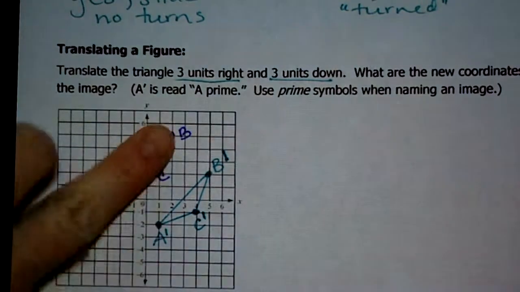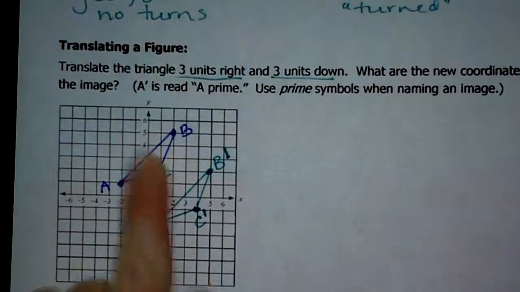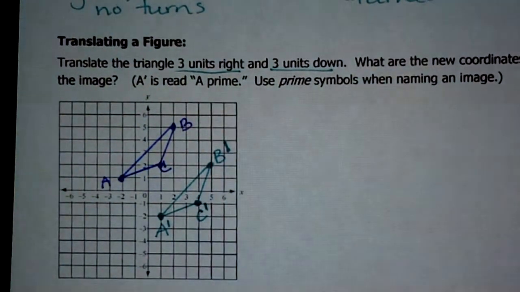And as you can see, we didn't turn this shape at all to get it from here to here. We could put our finger right on it and just slide it. It's in the same exact position, we just slid it down. There are no twists or turns. That's what makes this a translation.